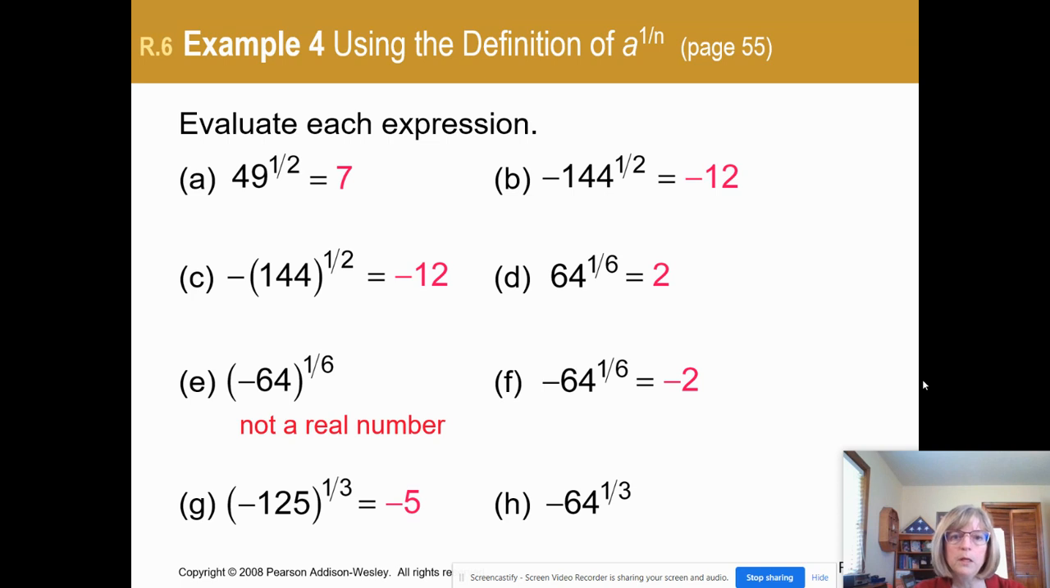In a similar way, H also has an answer. The negative is on the outside of the root. The 1/3 power doesn't have anything to do with the negative, only the cube root of 64. So our answer is negative because our original problem had a negative in it, and the number times itself 3 times that equals 64 is 4.